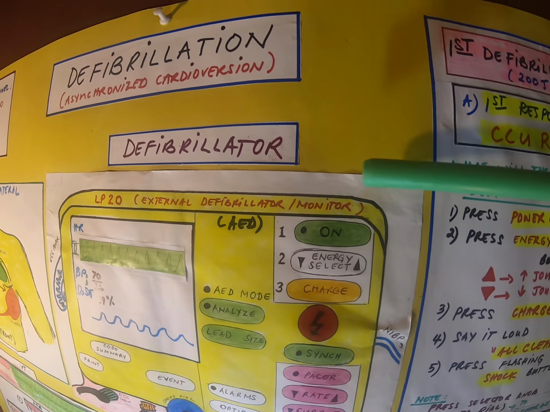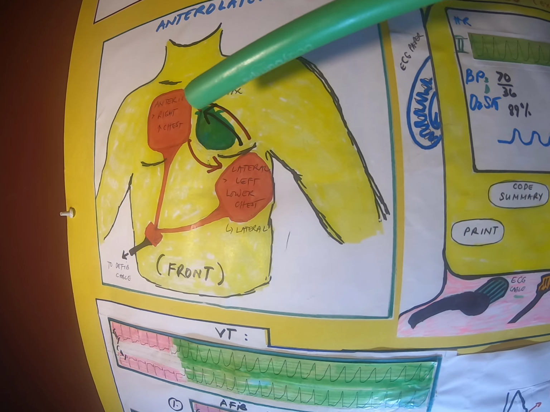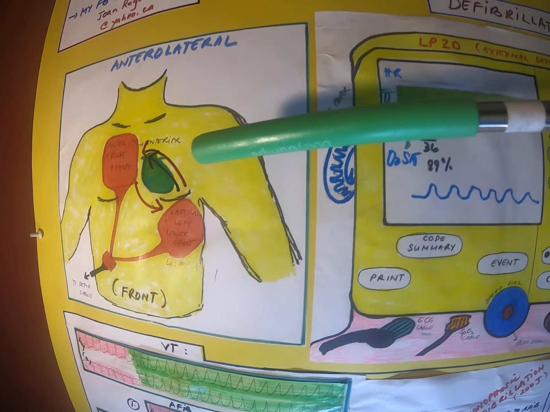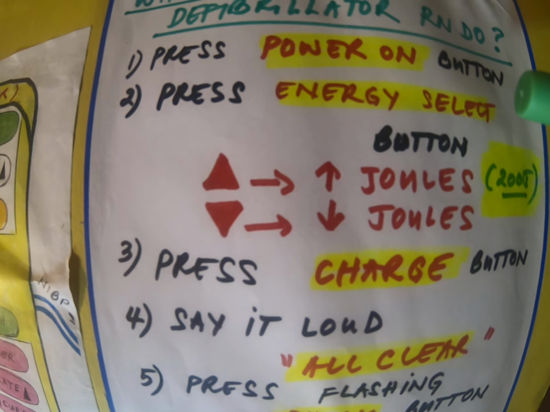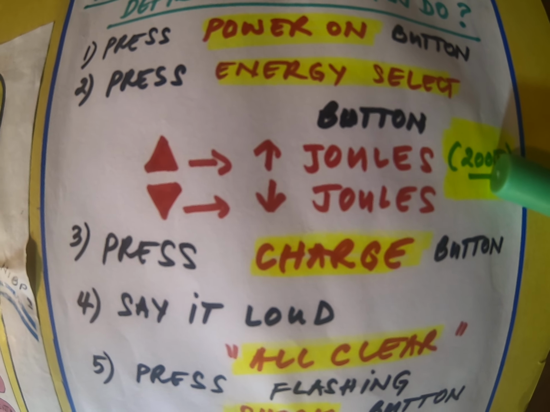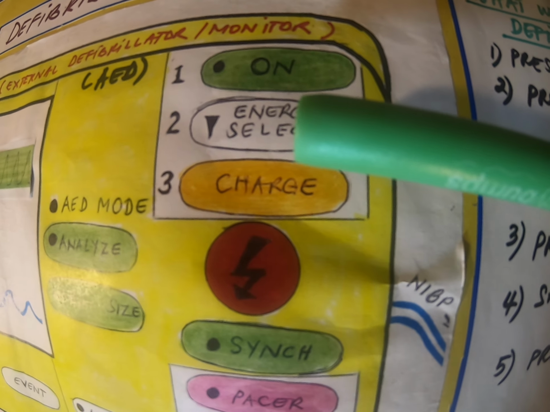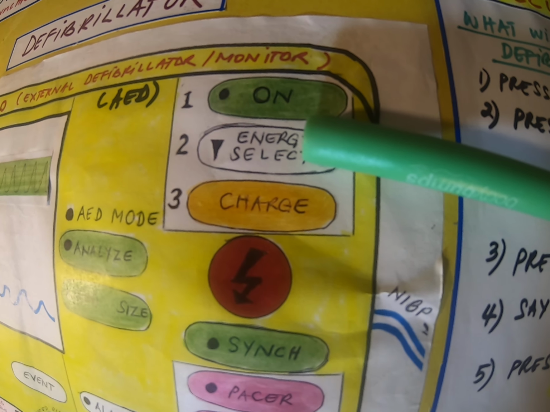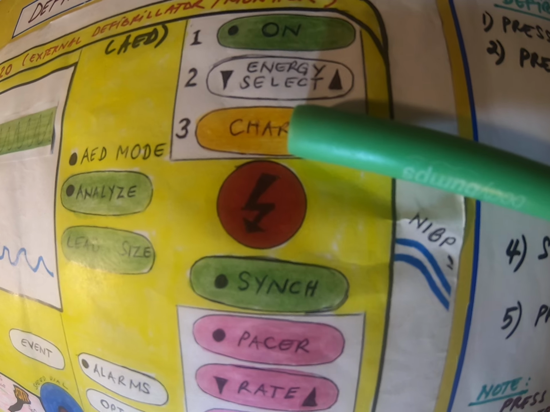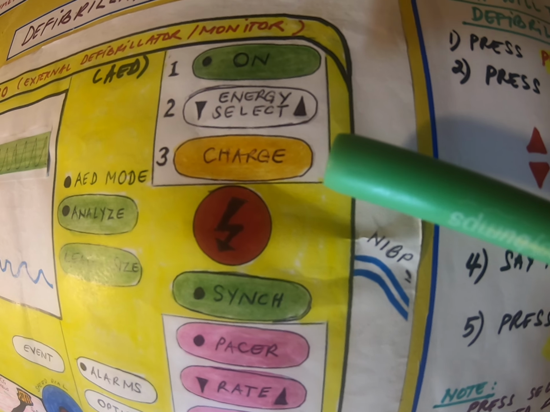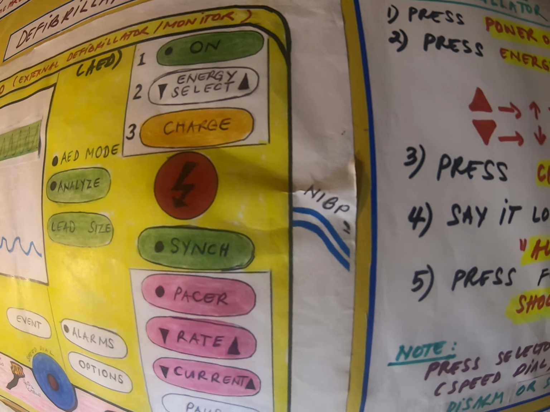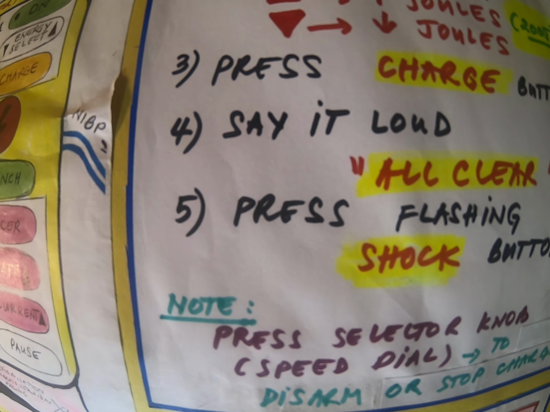And then the other RN will apply the pads anteriorly and laterally. This is the anterior lateral approach of the defib pads. The defibrillator RN will press energy select. Usually, our defibrillator machine is already preset at 200 joules. And then next, she will press the charge. You can hear the escalating sound of the joules from the lowest to the highest until it hits 200. It stopped there. And then the defib RN will say all clear loudly.